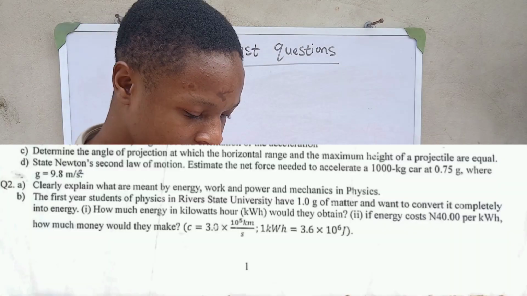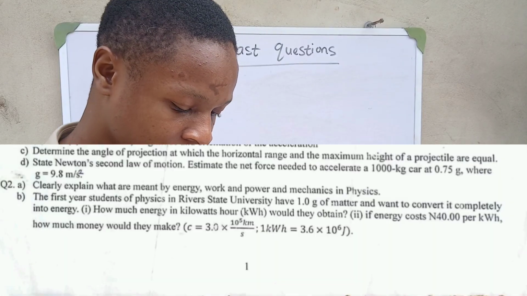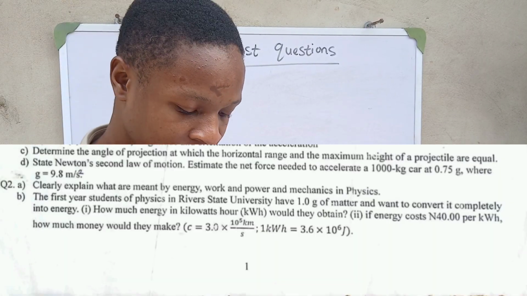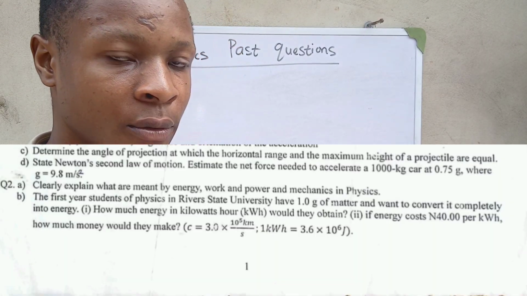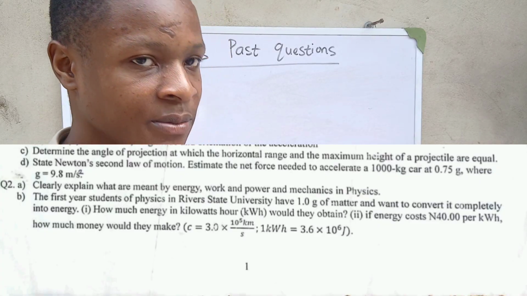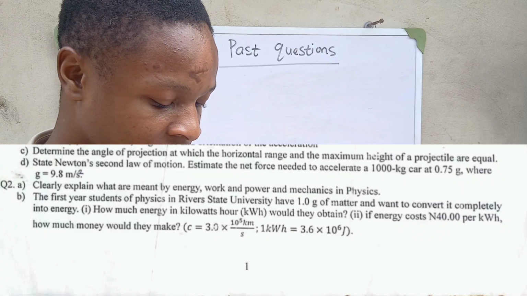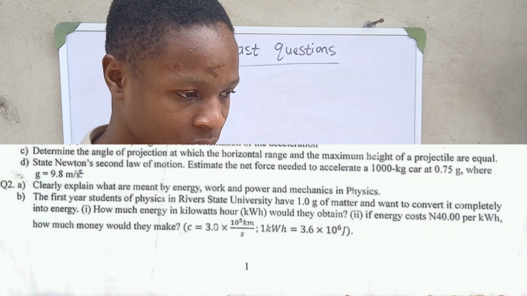So we have the equation. It states Newton's second law of motion. Estimate the net force needed to accelerate a 1000 kilogram car at 0.75 meters per second squared, where the acceleration due to gravity is 9.8 meters per second squared.